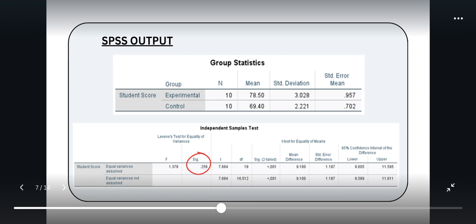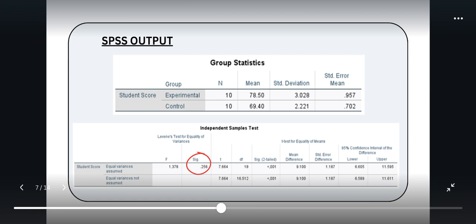The t value is 7.664 with degrees of freedom equal to 18, and the significance two-tailed value is less than 0.001. Because the p-value is smaller than 0.05, the null hypothesis is rejected. This indicates that there is a statistically significant difference between the writing scores of the experimental group and the control group.